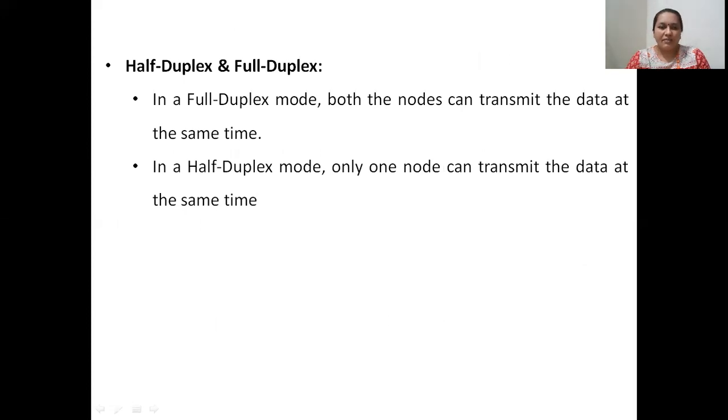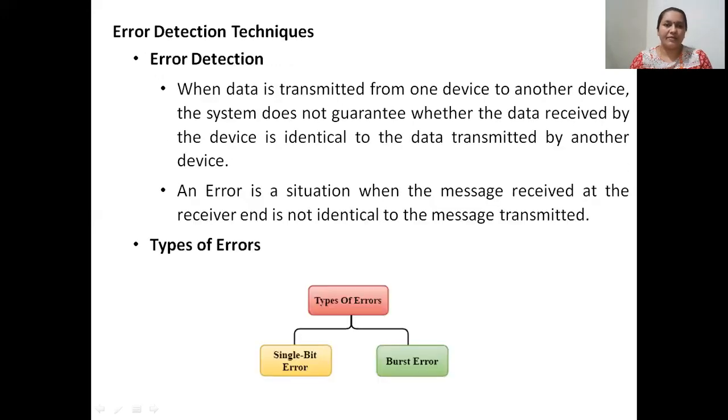The data link layer supports half duplex as well as full duplex data transmission. In full duplex mode, both the sender and receiver can transmit data at the same time. Whereas in half duplex mode, only one node can transmit data at a time. If the sender is transmitting through the communication medium, the receiver has to wait. If the receiver is transmitting, the sender has to wait. Both of them cannot transmit at the same time. These were a few functions of the data link layer.